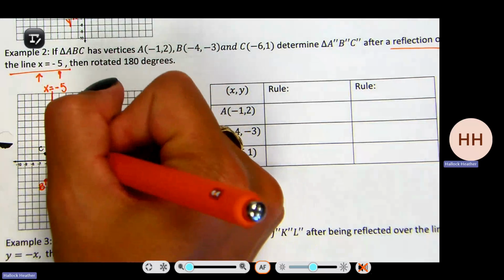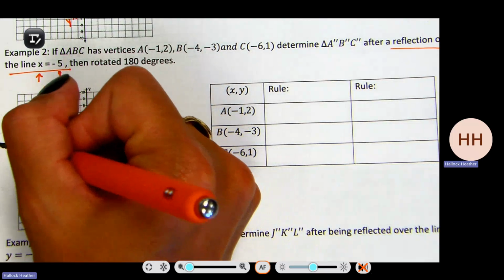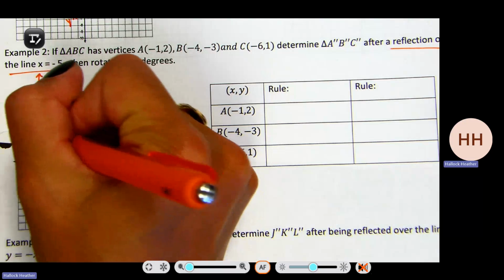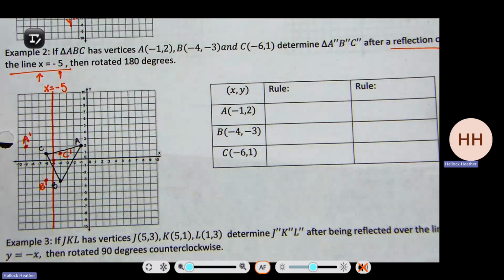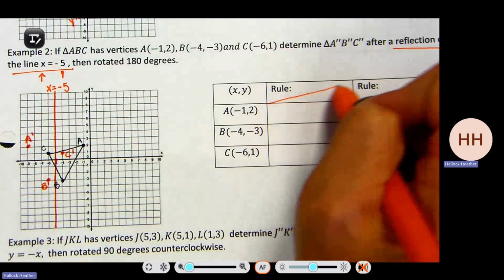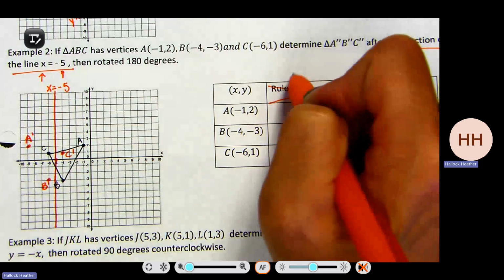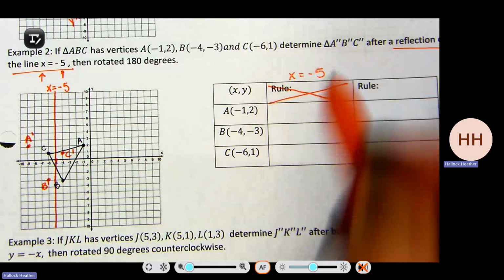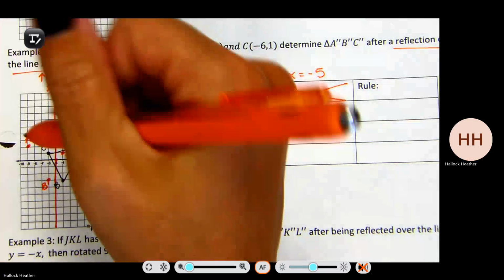This does not have a math rule. There is technically no rule for this. You have to use the graph. So where it says rule, I'm just going to cross it out because there is no rule for this. When you reflect over x equals -5, you have to use the graph.